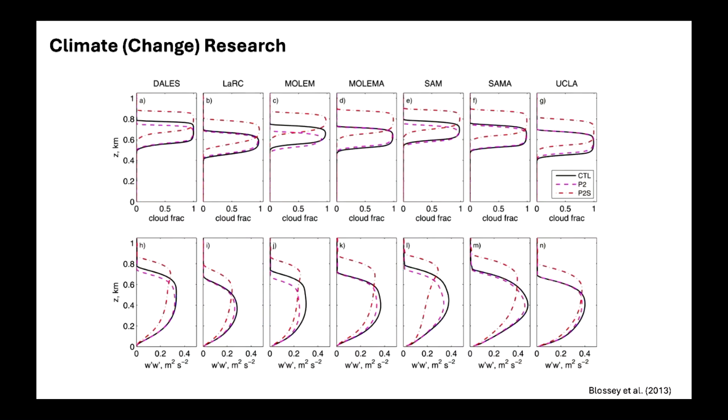Here what they are showing is that the solid line is what these cloud structures look like in the current climate, and the dashed lines are what these clouds look like in a warming climate, under different scenarios and things like that.